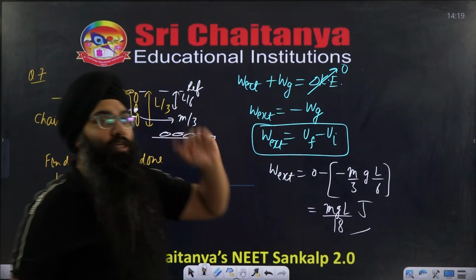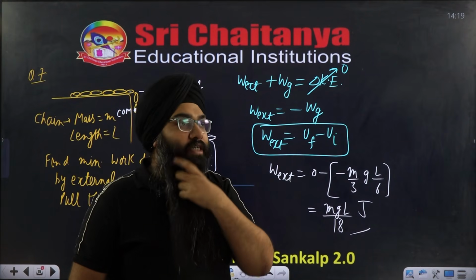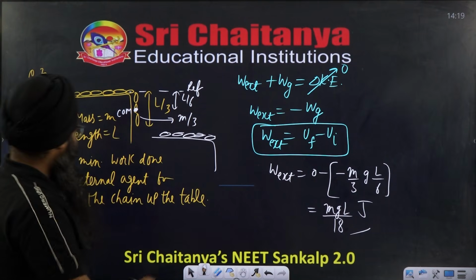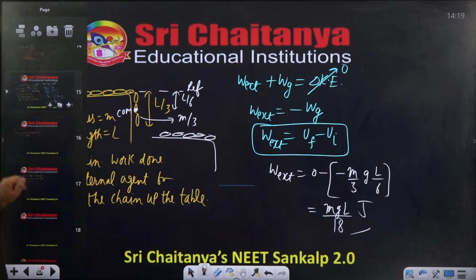If the height of the center of mass is above the reference, potential energy will be positive. If it is below the reference, potential energy will be negative. Okay, so let's move to the next concept.